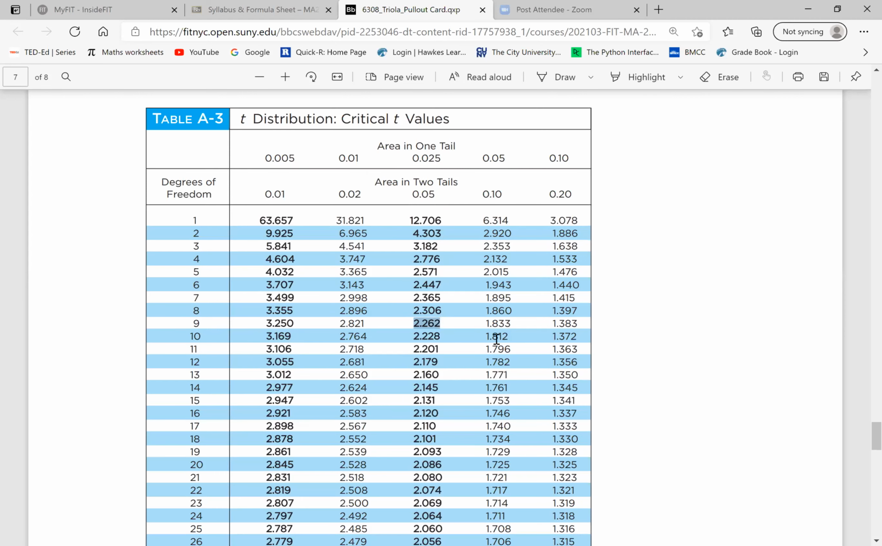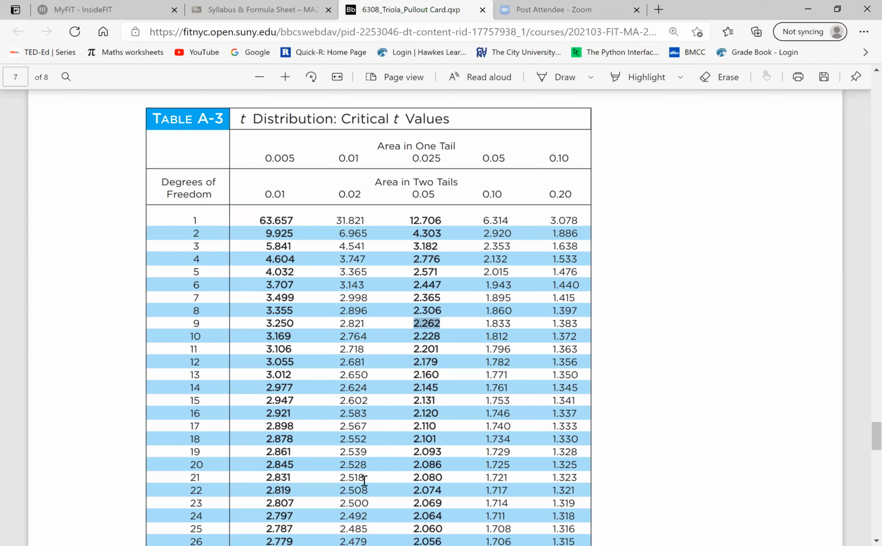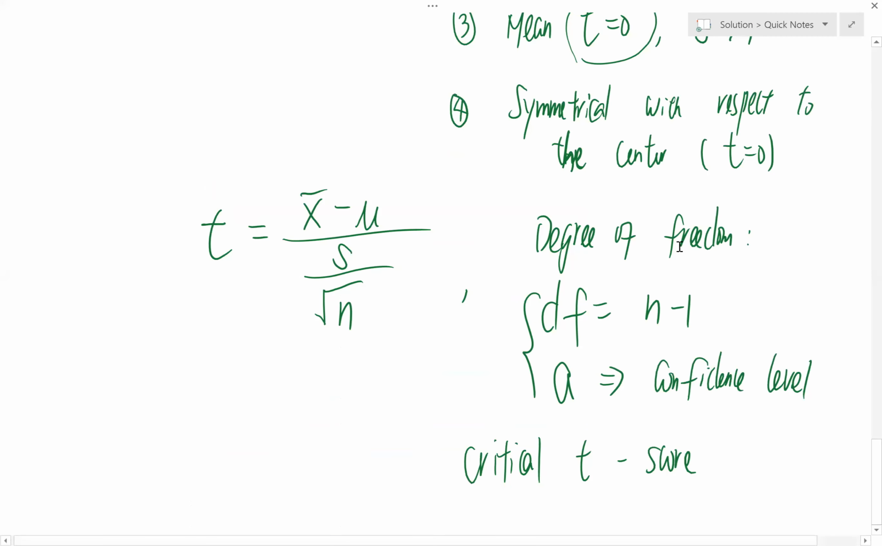So this is what we call the critical t-score, or critical t-values. And we find that from this table A3. I'm going to explain this in detail once we get to the example. I'm going to go over a couple of examples in a bit, to help you understand how to apply the procedure, also in terms of calculation. But do you have any question about what we talked about so far?